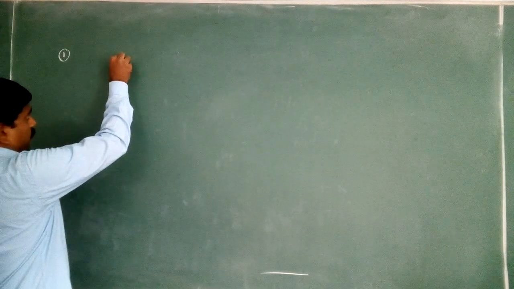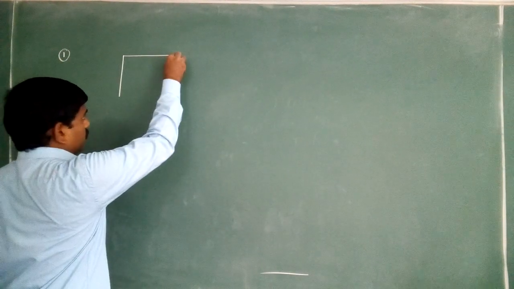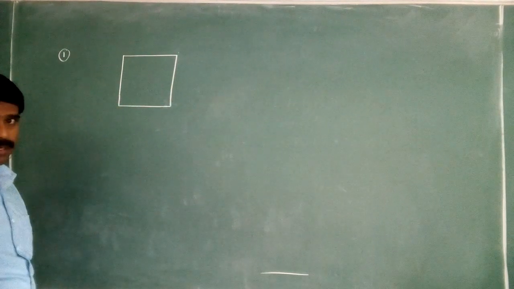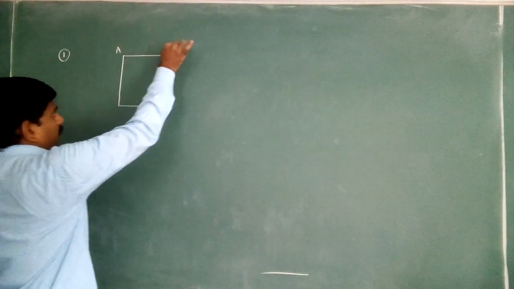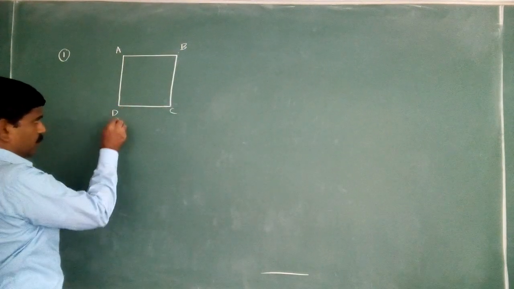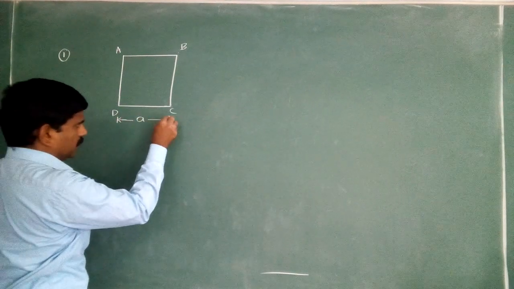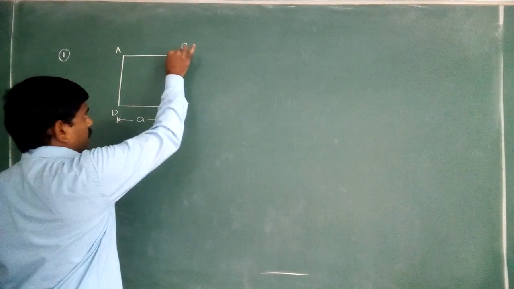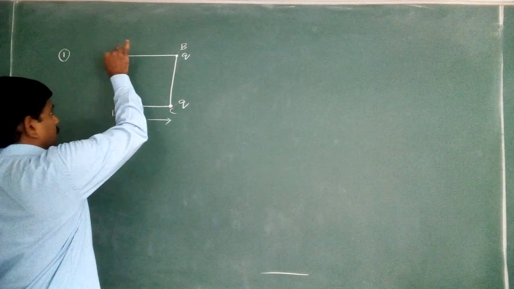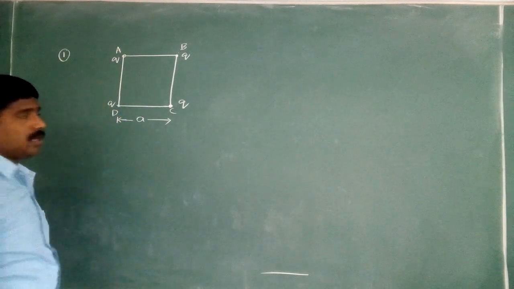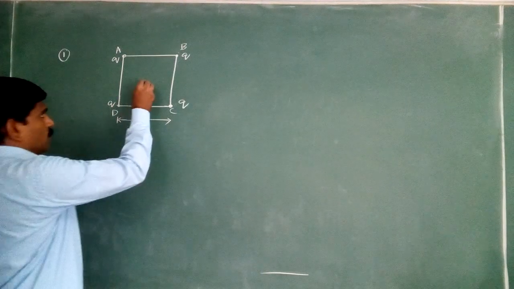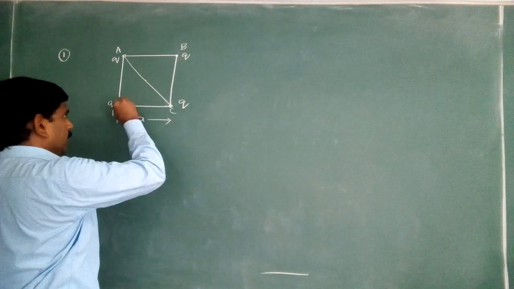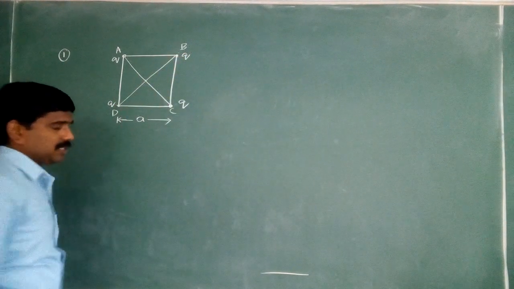Here we are taking a square having side a meters. That is A, B, C, D. The square has side a meters. Four identical charges, Q is the charge, are placed at the points A, B, C, D. They want us to find the electric potential at the midpoint of the square.